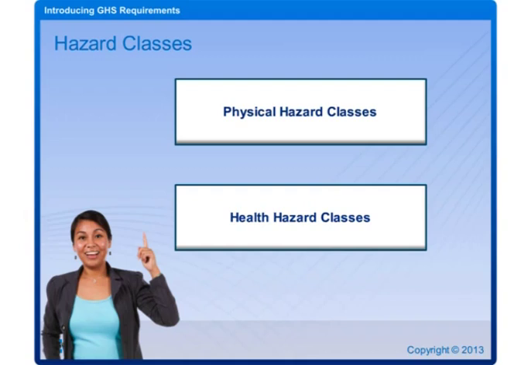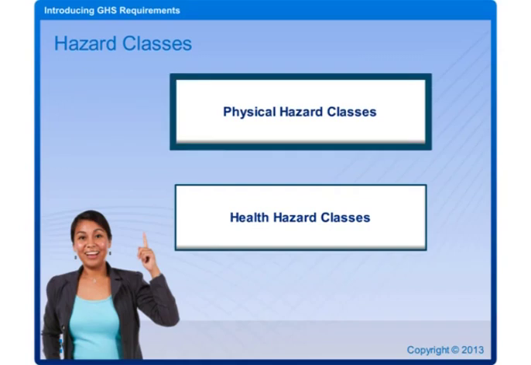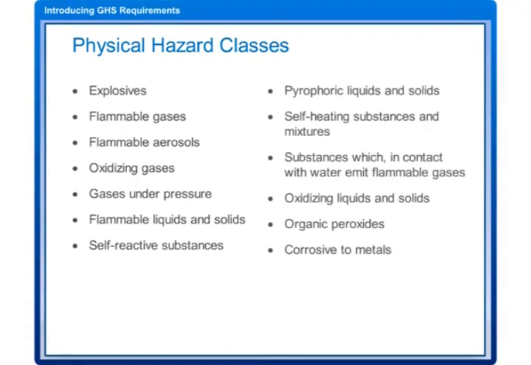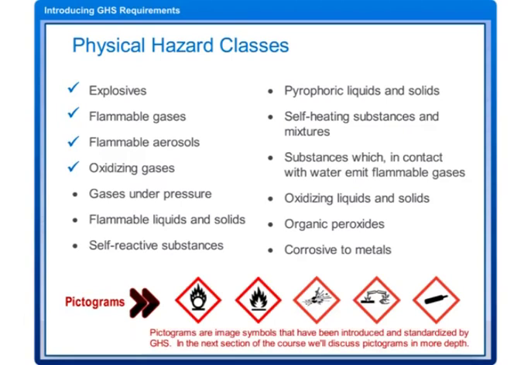Let's take a look at both of these hazard classes. Physical hazards are more straightforward and are based directly on the SDS attribute data. Health hazards are more complex to classify. We'll begin with physical hazards. Here are the physical hazard classes. Explosives. Flammable gases, such as propane. Flammable aerosols, like spray paints and adhesives. Oxidizing gases, like chlorine. Gases under pressure, like nitrogen, propane. Also, flammable liquids and solids, like gasoline and sulfur.